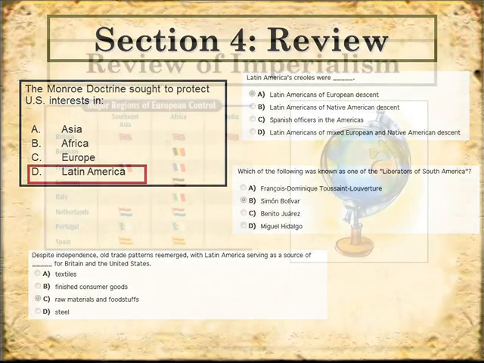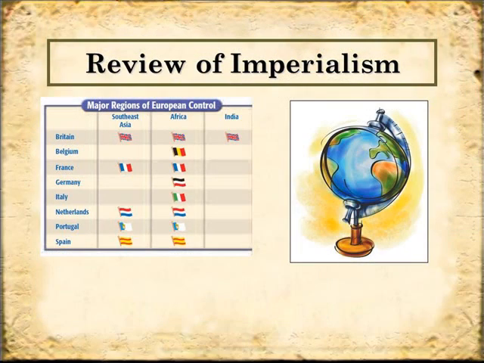Our final slide today is just a review of imperialism. You can see who owned what in Southeast Asia, Africa, and India, obviously not showing anything from Latin America. So you can see the prominent force in all of these endeavors would, of course, be Britain.